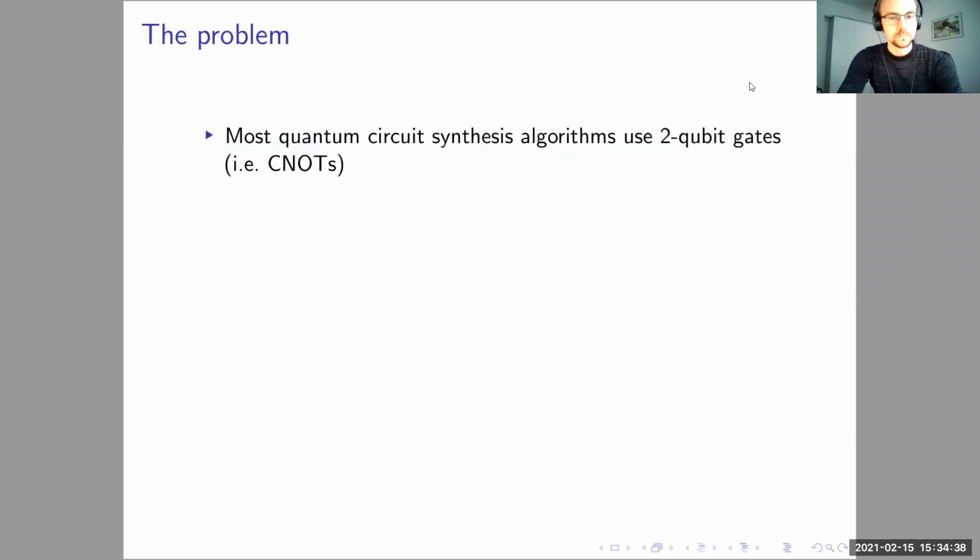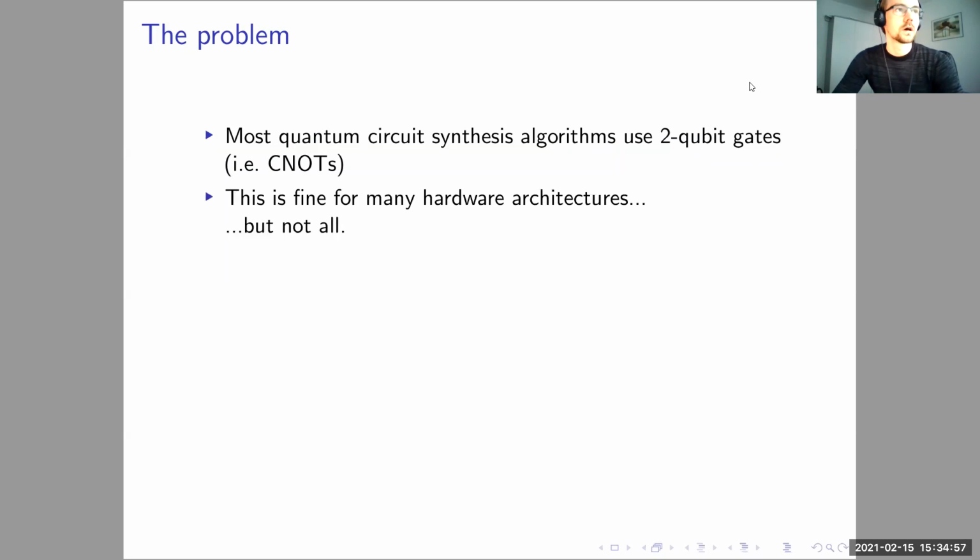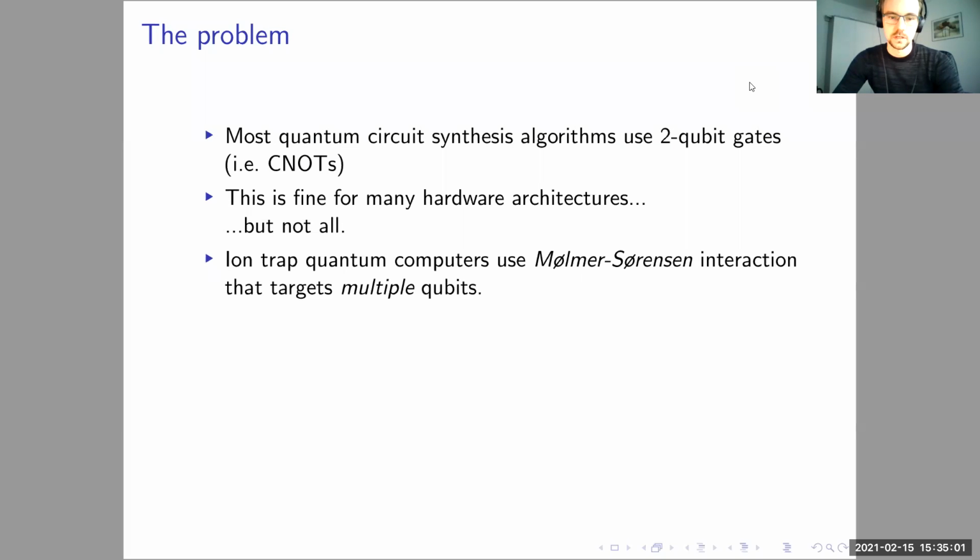So most quantum circuit synthesis algorithms, like if you start from a unitary or some other description of a quantum circuit, you synthesize with the goal of having CNOT gates or something similar to CNOT gates, like CZ gates, say phase gadgets. And this is fine for many hardware architectures, but not all of them, because the one I'm particularly interested in is ion trap quantum computers.